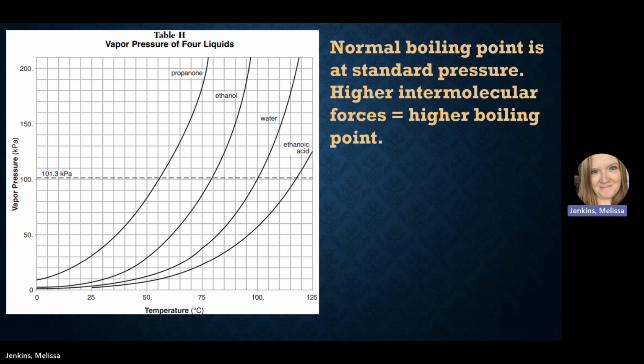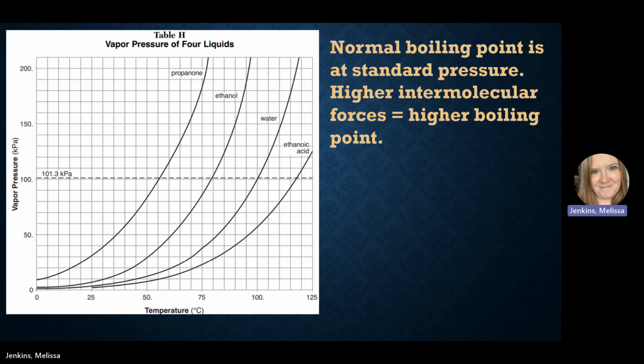Okay, so the normal boiling point for ethanoic acid is right there. For water, it is right here, which is 100, which you should know, right? The normal boiling point of water. The other thing which you kind of should know about this table is that if there are more intermolecular forces, the boiling point will be higher.